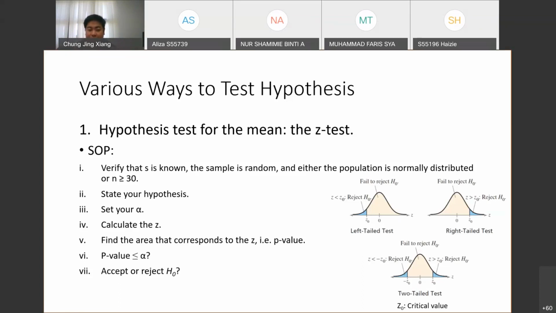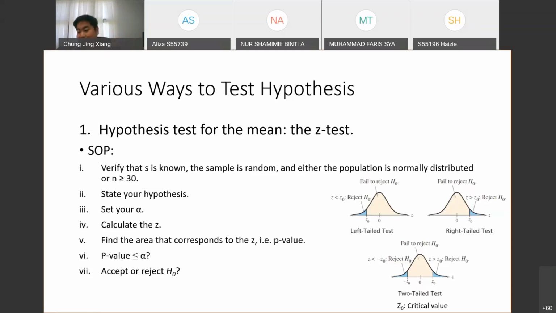If your Z score is smaller than the left side critical value, which in this case is negative, you can reject H0. If it is larger than the right side critical value, you can also reject H0 because you are doing a two-tailed test. Then you see if the P value is larger than alpha, or smaller or equal to alpha, and you decide whether to accept or reject the H0.